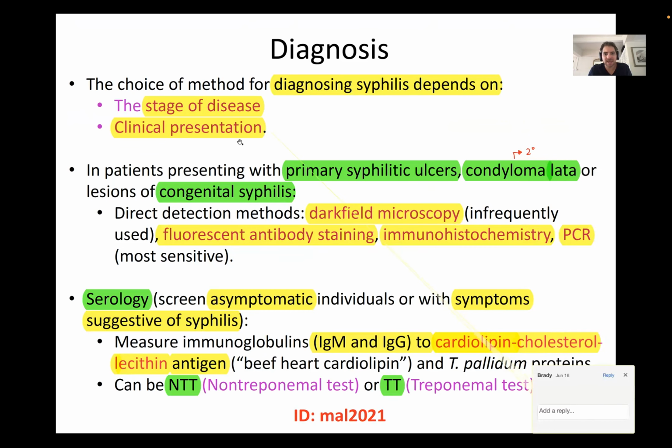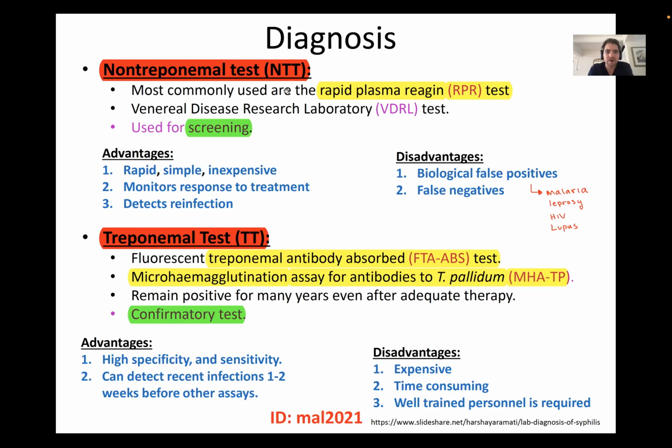Diagnosis depends on the stage, okay? Like I said, you can do dark field microscopy, but it's not really used a lot. What you can really use are antibody stainings, immunohistochemistry, and PCR as well. What they really do is a nontreponemal test first, and after that comes back, then they do the treponemal test. Yeah, here it is. You do this one first as a screening test, so make sure you know this.